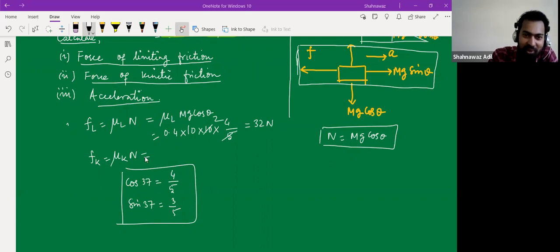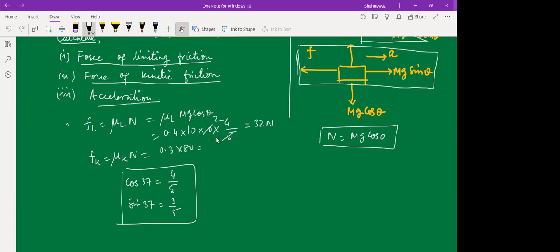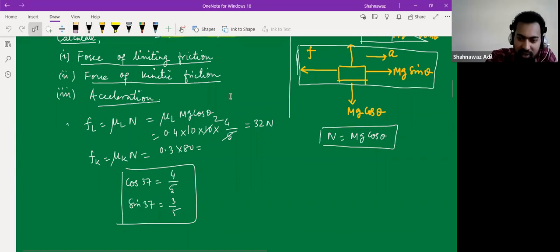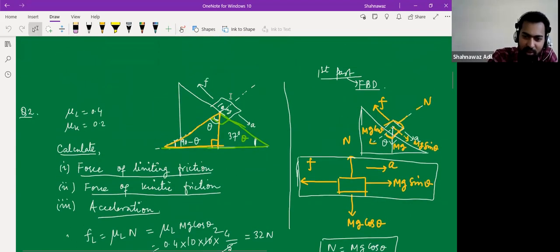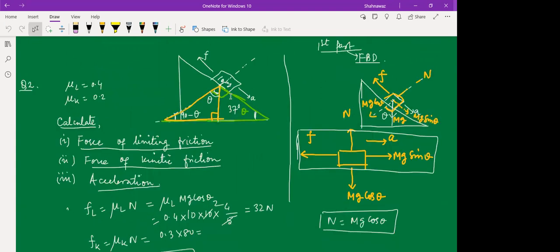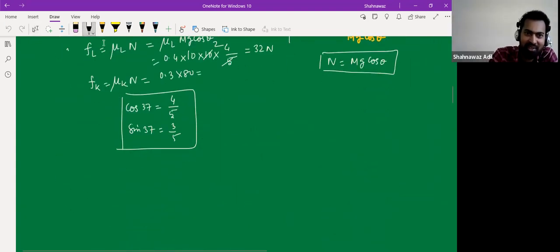Okay. So yes, so 0.3 and this was what? This was 80, right? What? I took mu k as 0.2, sir. It's in the question. So it was 0.2. Sorry. Yes, sir, it's 0.2. Right. I'm sorry. So this is 60. So 0.2. So this is 16. And now we have to calculate the acceleration.